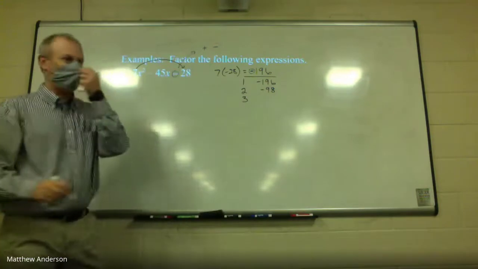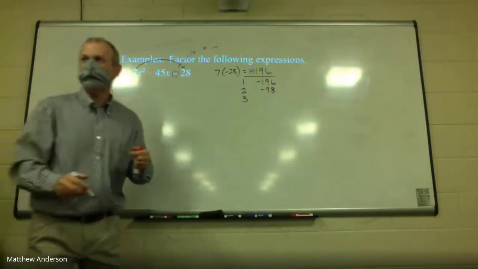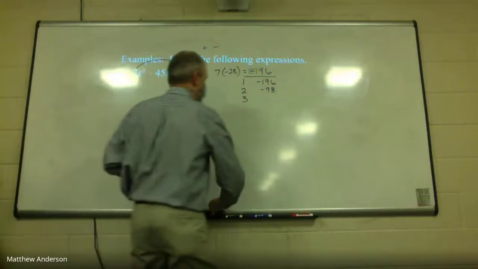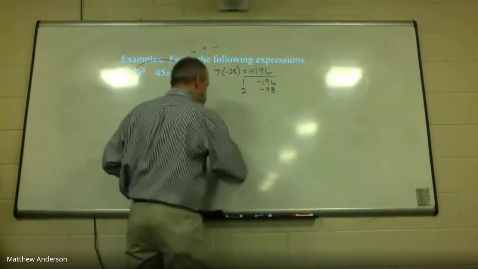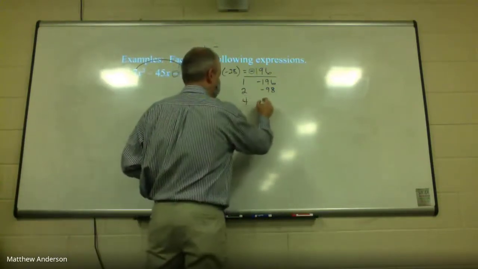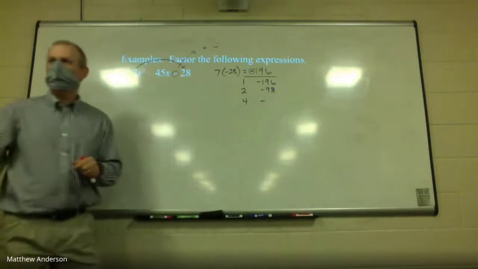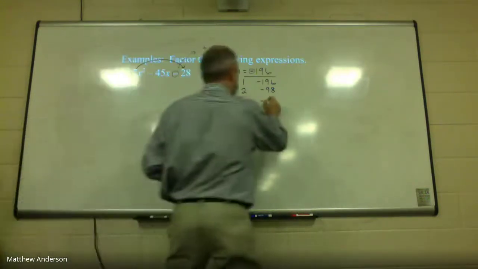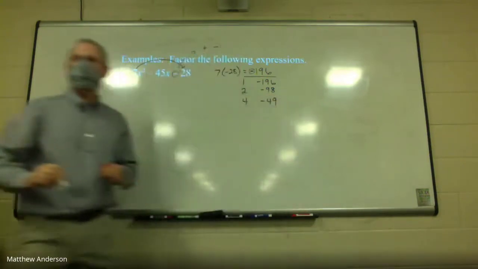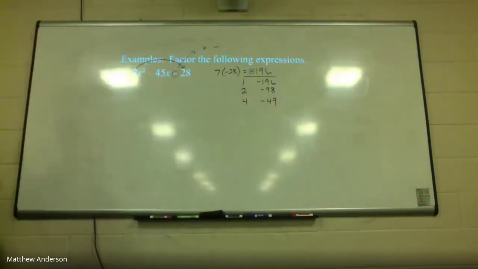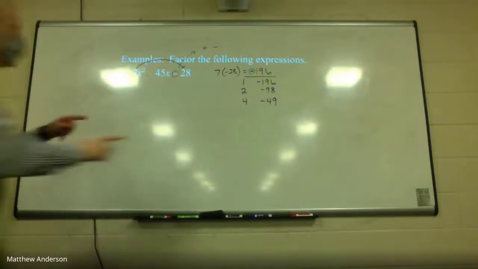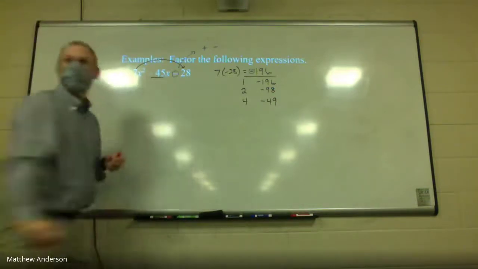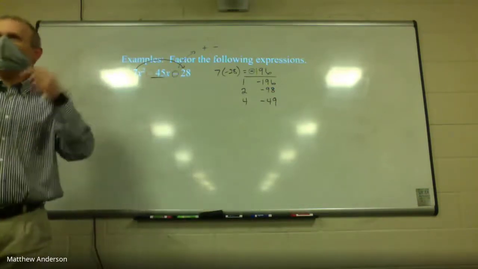Does 3 divide evenly into 196? Those of you who have a calculator. It does not actually, right? Okay. So let's skip the 3. Let's go to 4. 4 will work. How many times does 4 go into 196? 49. Negative 49? Aha, there's the one, right? A positive 4 and a negative 49 adds up to be negative 45. So if we just keep going, we'll find it eventually.